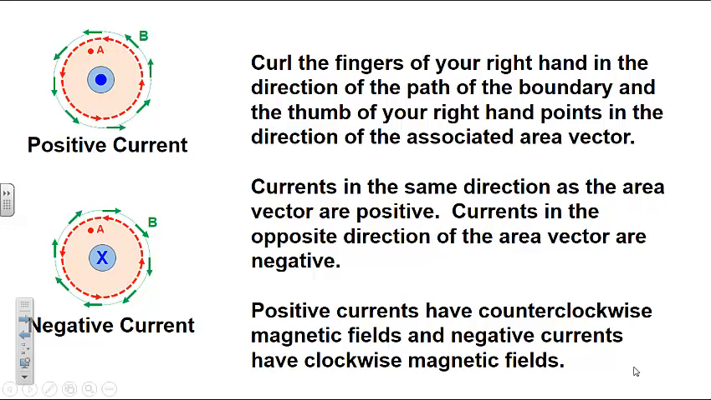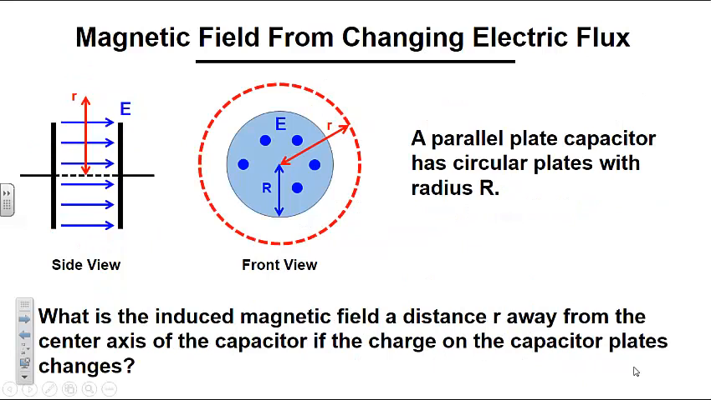Next, let's calculate the magnetic field from a change in electric flux. We will consider a parallel plate capacitor with circular plates as our model system for these calculations. We want to determine the magnitude of the magnetic field that is induced when the electric charge on the plates of the capacitor changes. Specifically, what is the magnitude of the magnetic field a distance r away from the center axis of the capacitor?